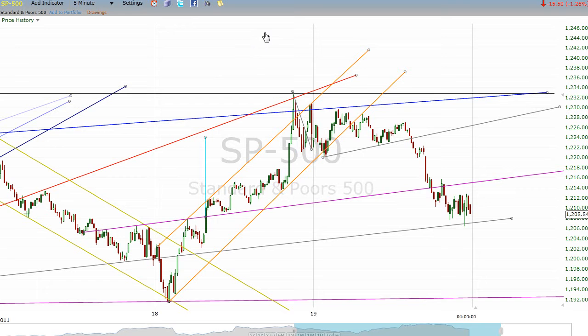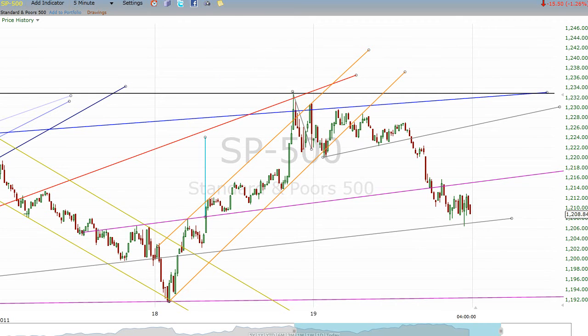The other thing is once we got underneath this rising line right here that was parallel to what took place yesterday, here, broke down, back test, you don't expect it to get higher than that. You expect it to fail. That doesn't mean it always fails, but you expect it to fail.